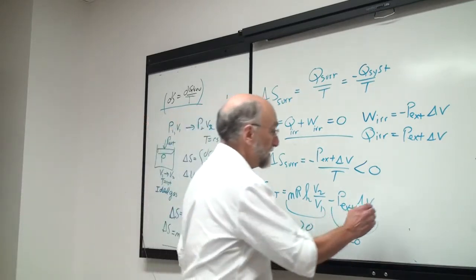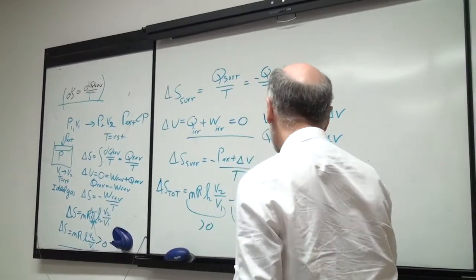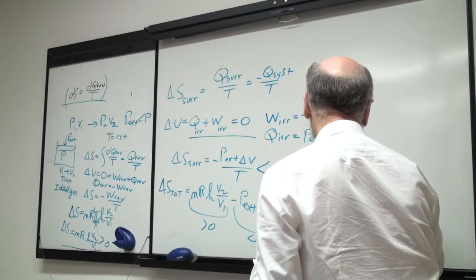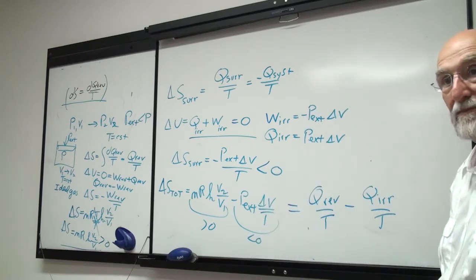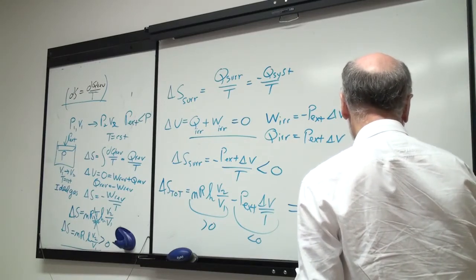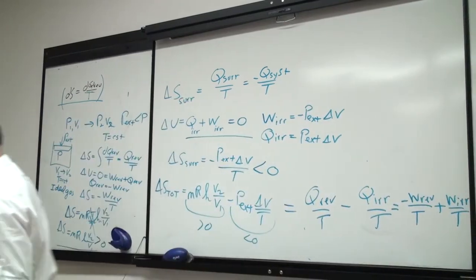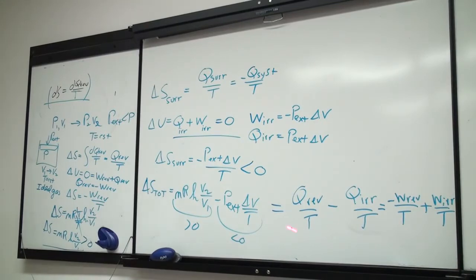Another way of looking at this is that the first term is Q reversible over T, and the second term is minus Q irreversible over T. That's equal to minus W reversible over T plus W irreversible over T, whichever way you want to look at it. The entropy term for the system is the reversible heat over T, and the entropy term for the surroundings is the irreversible heat over T. Or the other way, the first term is the reversible work, the second term is the irreversible work.